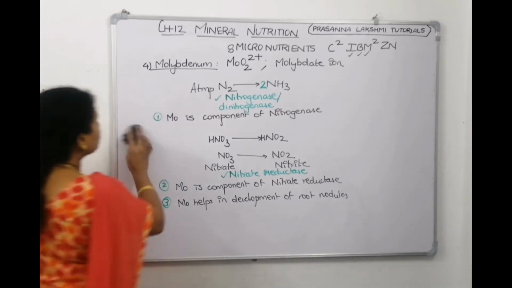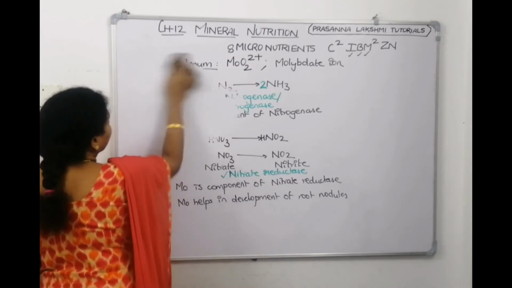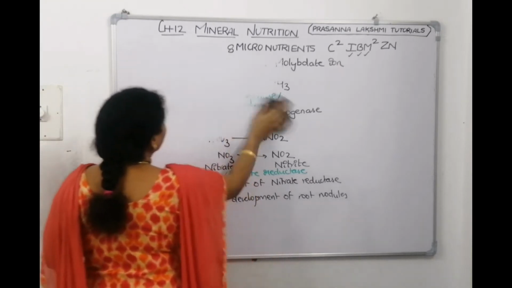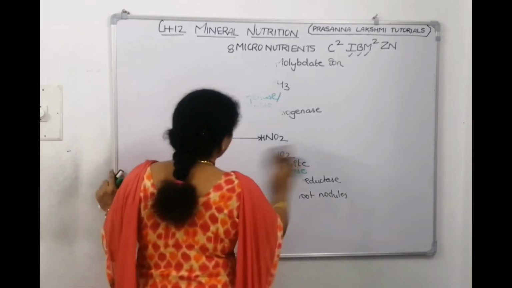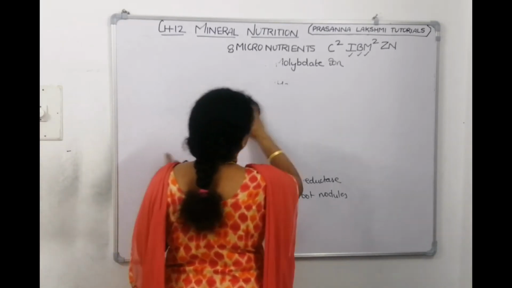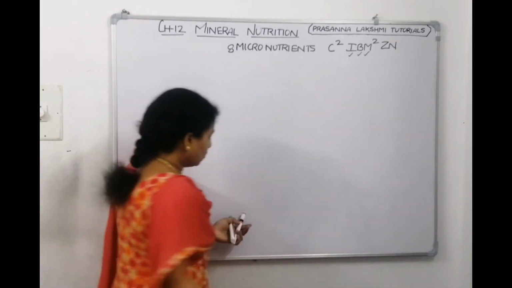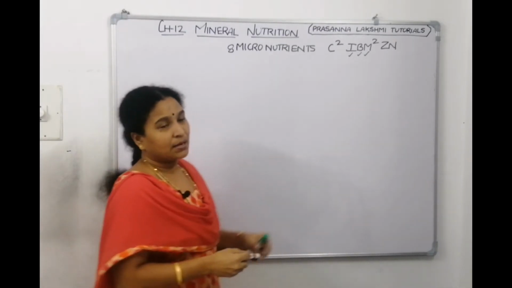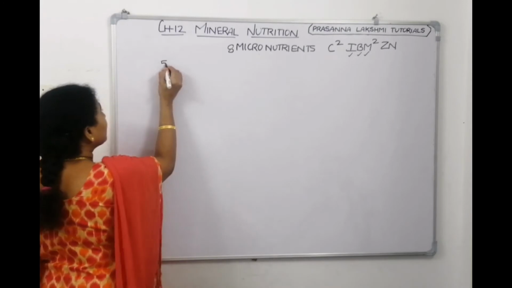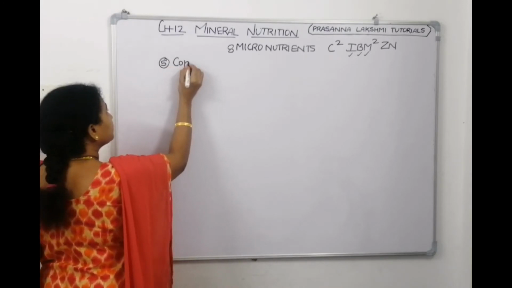Right, Amma? So shall we move on to the fifth element? We need to talk about 8 micronutrients. In lecture number 6, we discussed 3 micronutrients. So the remaining we are going to complete in this class. Next we'll start with C square. That means our fifth element is copper.